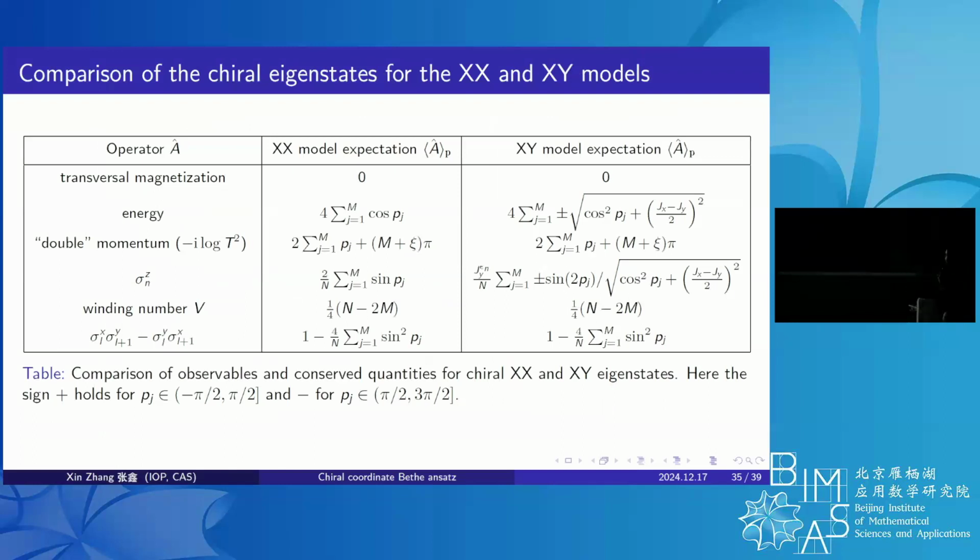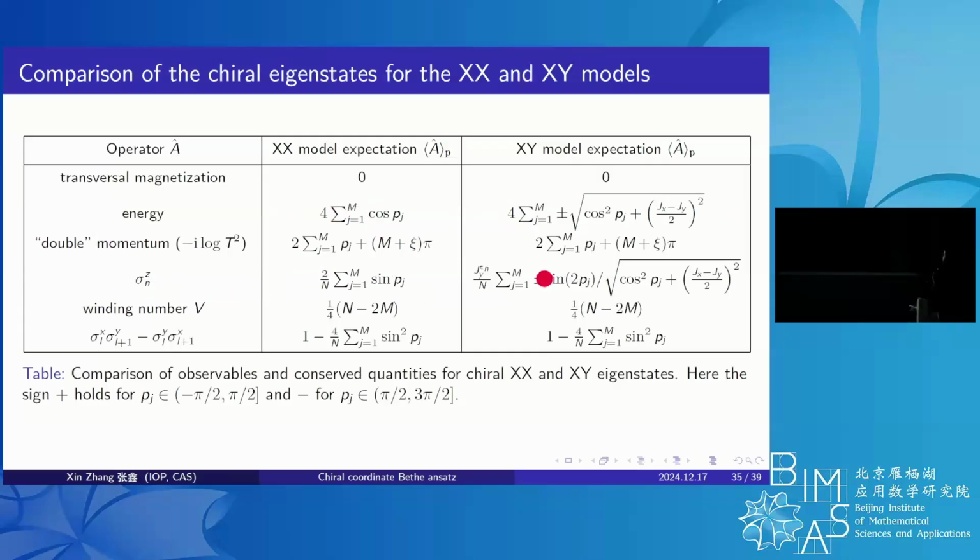Then is the comparison for the chiral eigenstates of the XX model and the XY model. The first difference is about the energy. For the XX model, this is just a cosine function, but for the XY model, we have this cosine function and also another factor that depends on g_x minus g_y. Another difference is for sigma^z, the expectation values of local sigma^z. For the XX model, this is always a constant, the same for arbitrary n.